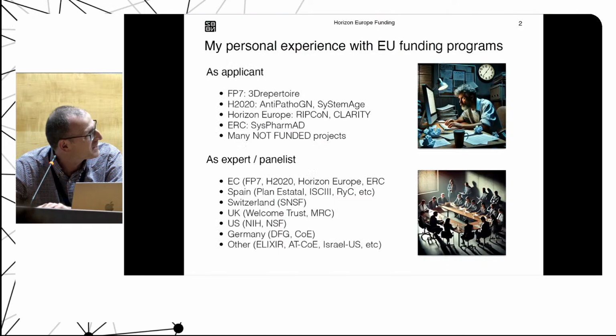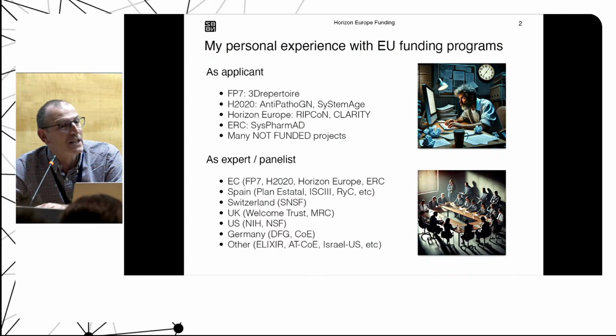So the first thing that I want to tell you is that, yes, we've been successful in several grants in different EU projects, but I personally, and I guess most of the people in the panel, have more experience as expert reviewers or panelists, right? This is key because this helps you understand the system.